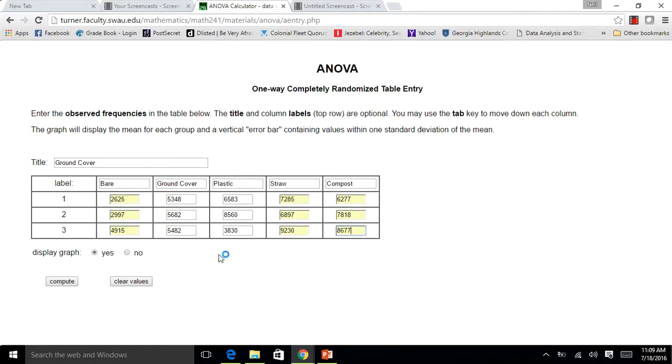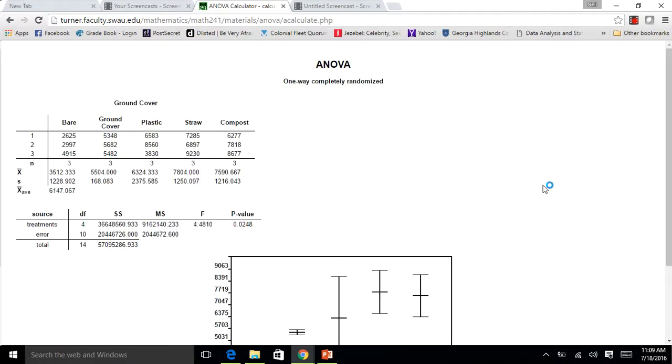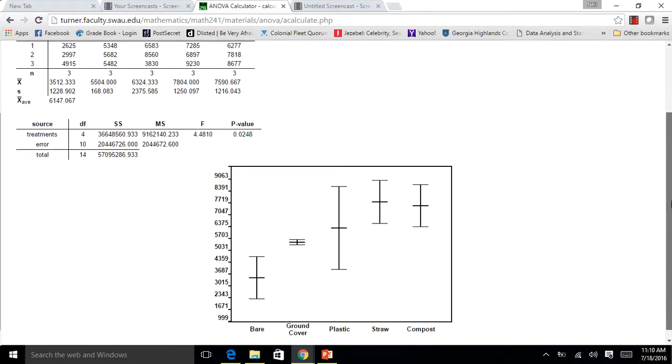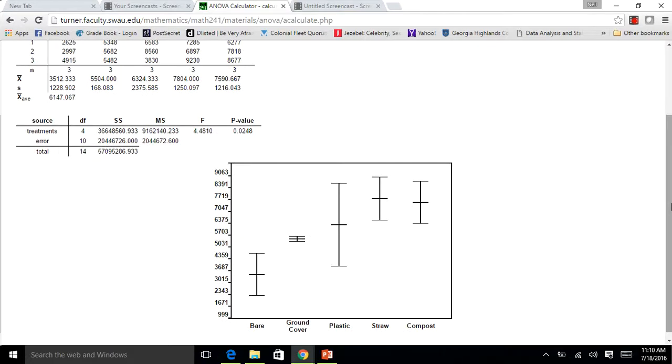Okay. So I wanted to display the graph. So once I've got all my stuff in, I hit compute. So if you look down here, remember we talked about in the video for the PowerPoints about the box plots? As you can see here, bare is a lot lower than the other ones. So there's something going on here. They're not all pretty in a line. So that would make you think that the means are not the same.